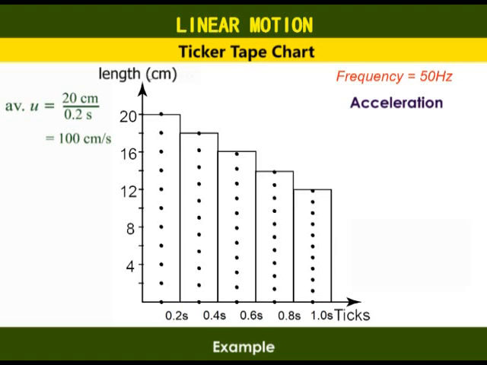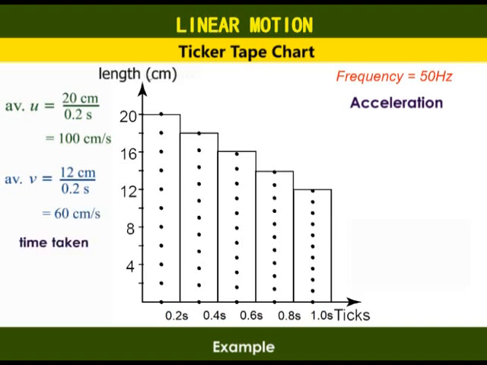To find the final velocity v, we do the same thing with the last strip. Its length is 12 centimeters and the total time is 10 ticks times 0.02 seconds, giving us 0.2 seconds. So the average velocity will be equal to 12 centimeters over 0.2 seconds. That becomes 60 centimeters per second.